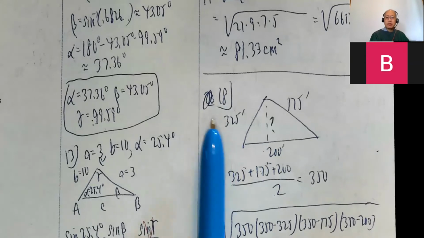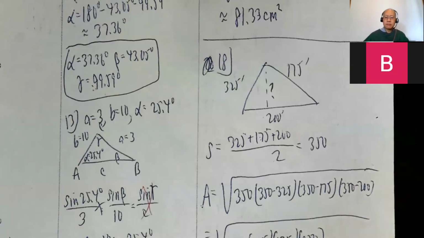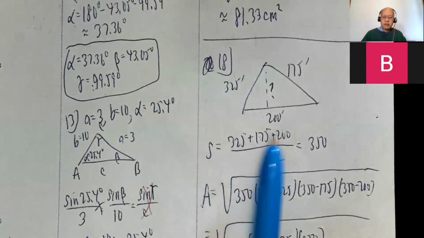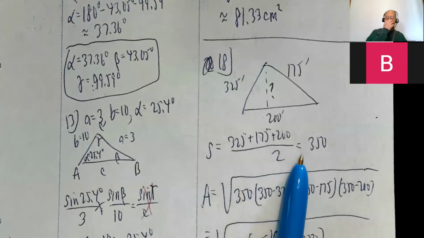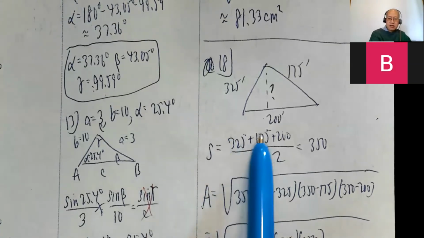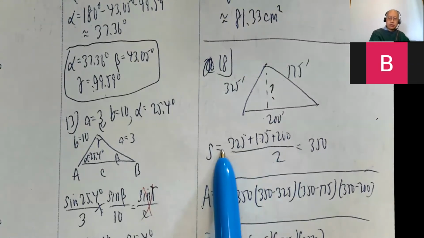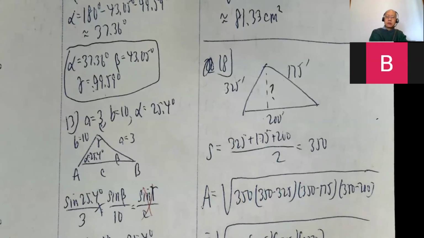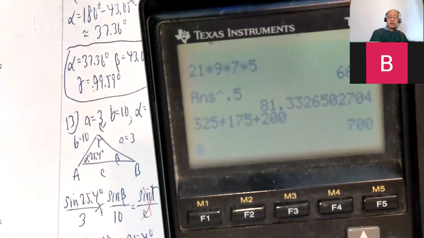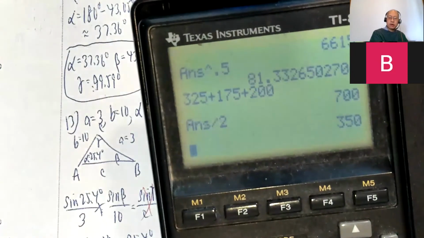So find the semi-perimeter. Add all these up, divide by 2, 350 evidently. Let's see, that's going to be 500 plus 200, 700 divided by 2, 350. Remember, when you type it in your calculator, put parentheses here and here. Another thing you can do is add all these up first and then divide by 2. So you could optionally go like this, 325 plus 175 plus 200. See that? I added them up and then divide by 2. That's going to work.